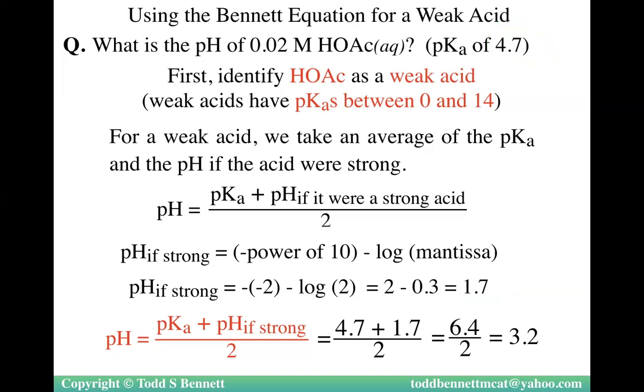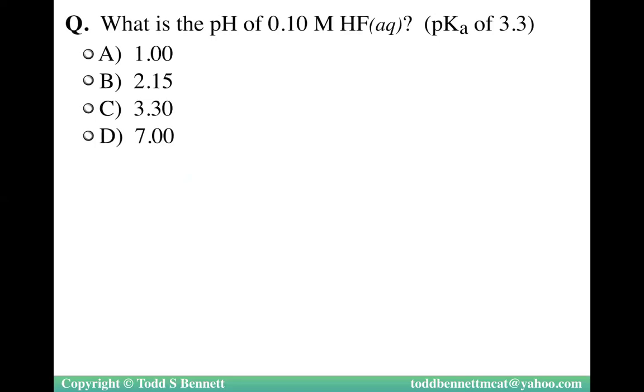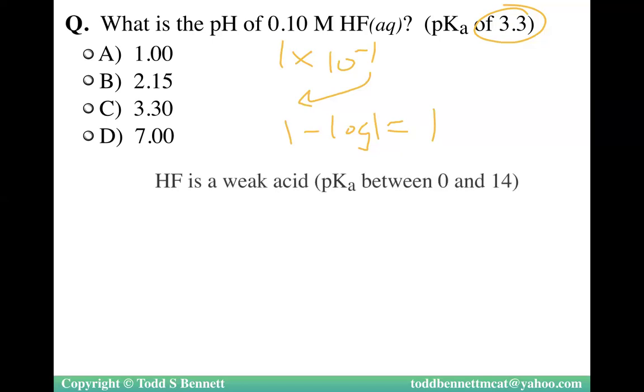If I do this, I'm going to get faster each time. So let's see if I can get a little bit faster on this one. So here are the important things. 3.3, I got that one. This is 1 times 10 to the minus 1. Bring it down, 1 minus log 1 equals 1. So 3.3 and 1 are the two numbers I need.